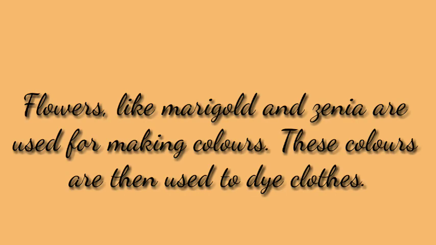Okay, next, flowers like marigold and zinnia are used for making colors. Now, marigold and zinnia have got intense color. They have got pigments in them. So they are extracted for making colors. So these colors are used to dye clothes. Now, the clothes that we wear have got dyes in them, which add color to them. So mostly people use artificial dyes, but even these flowers have got intense color which can be used for dyeing the clothes.